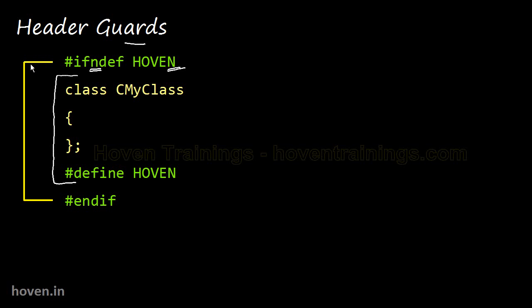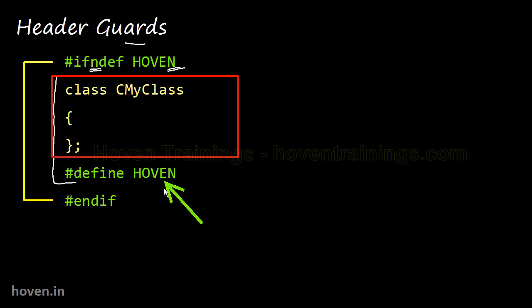These are preprocessor conditions. The code inside this if and end if is compiled only if the symbol hoven is undefined. And hoven is undefined when this header file is included the first time. So during the first time, this class definition gets included. And at that time, this causes the symbol hoven to be defined.